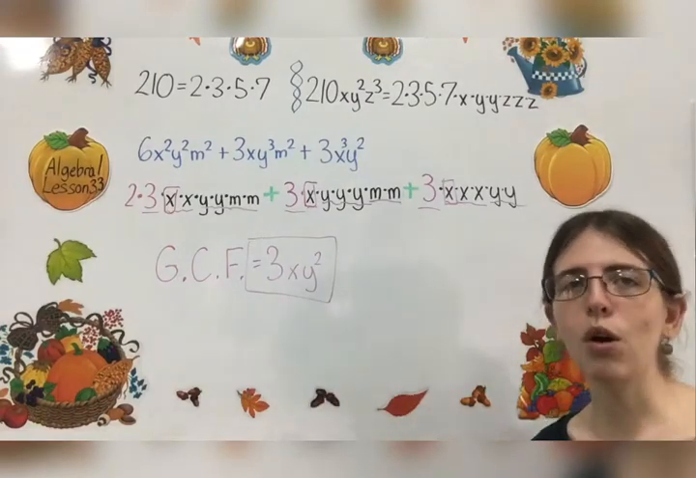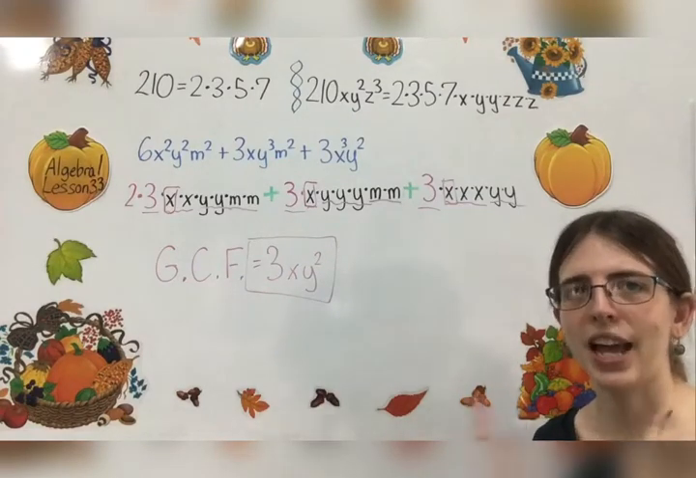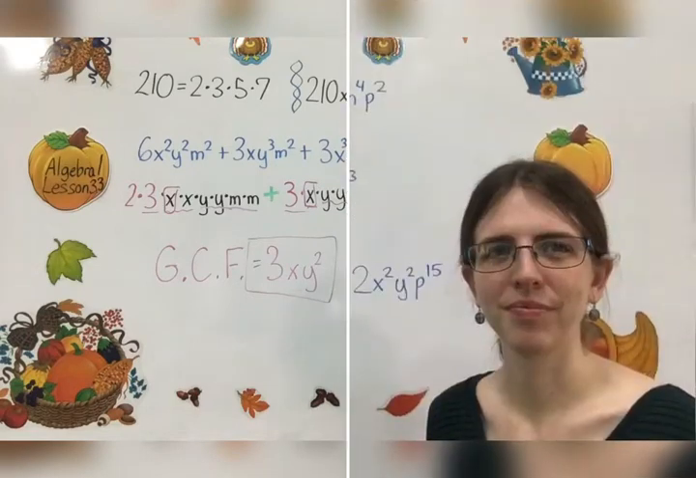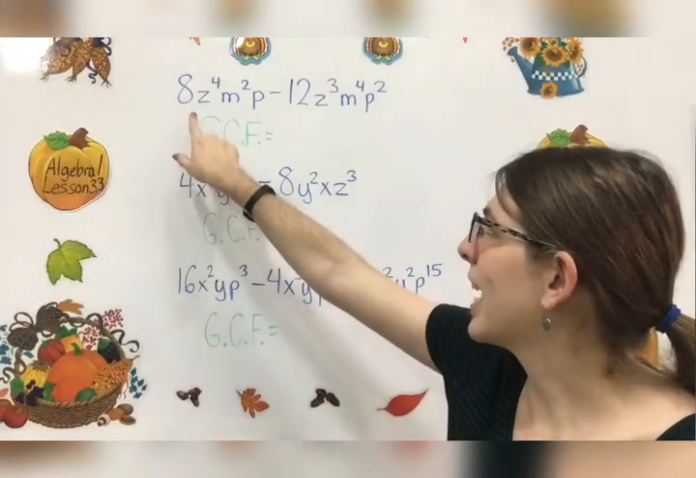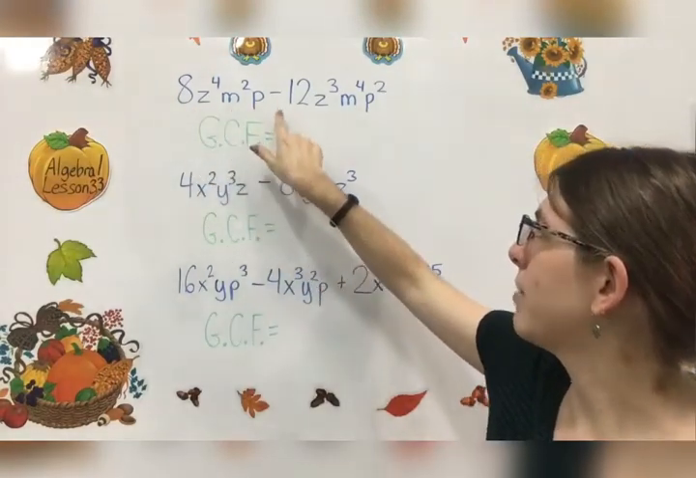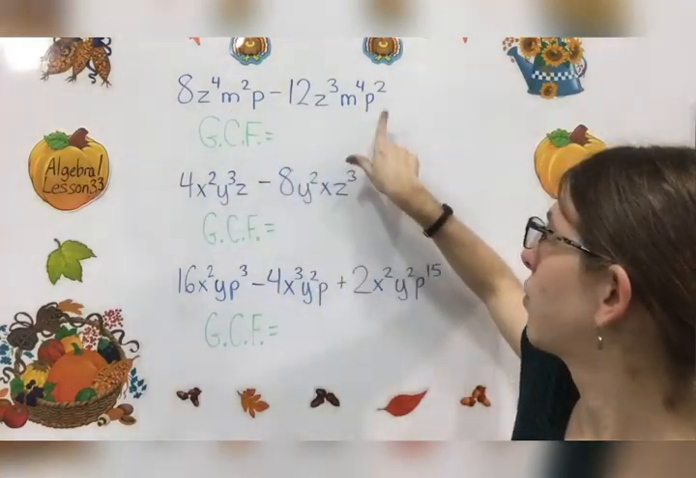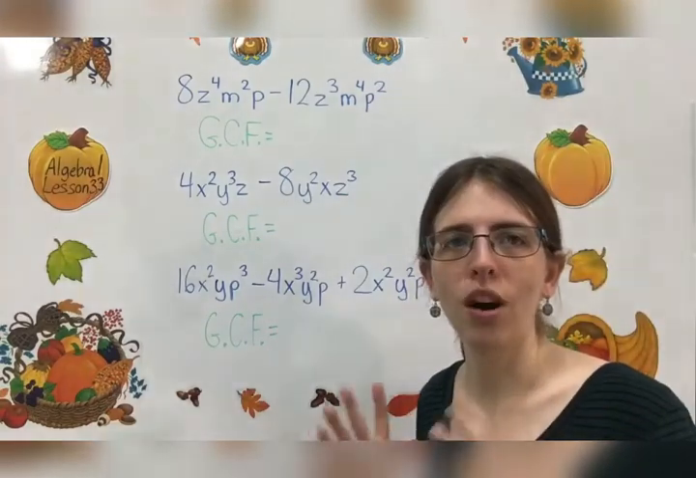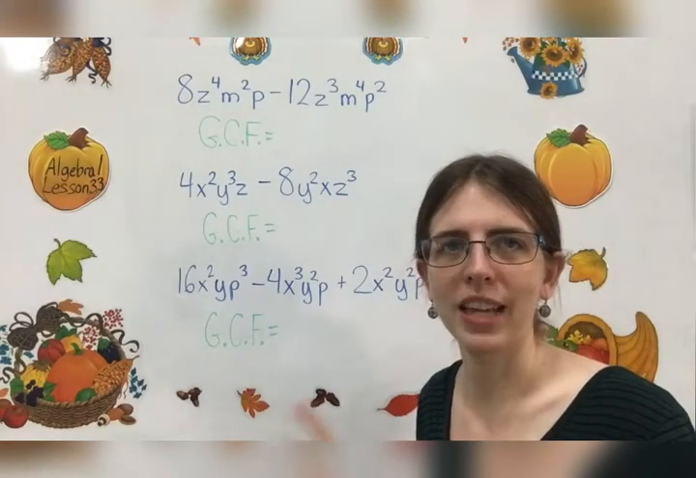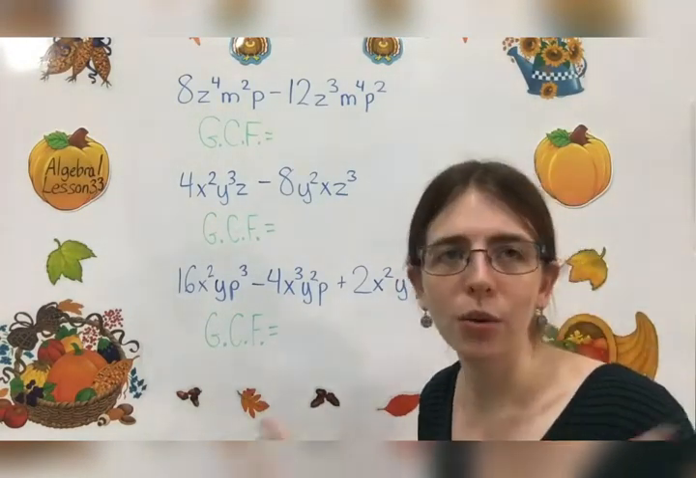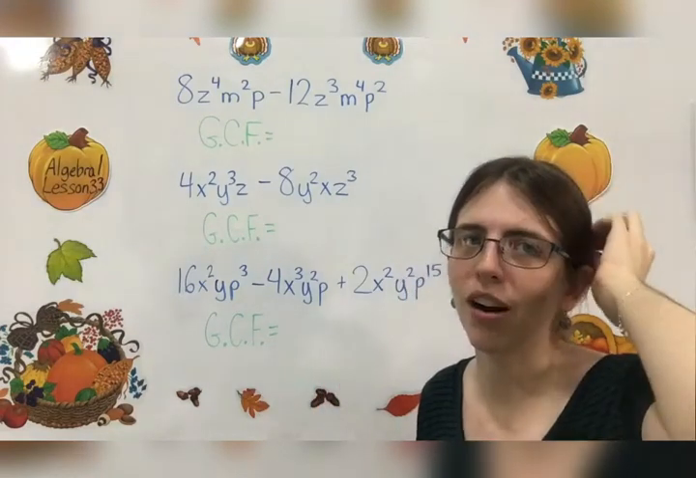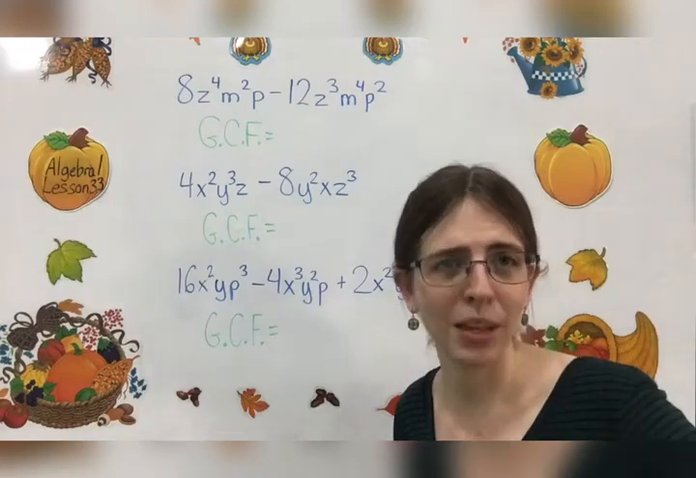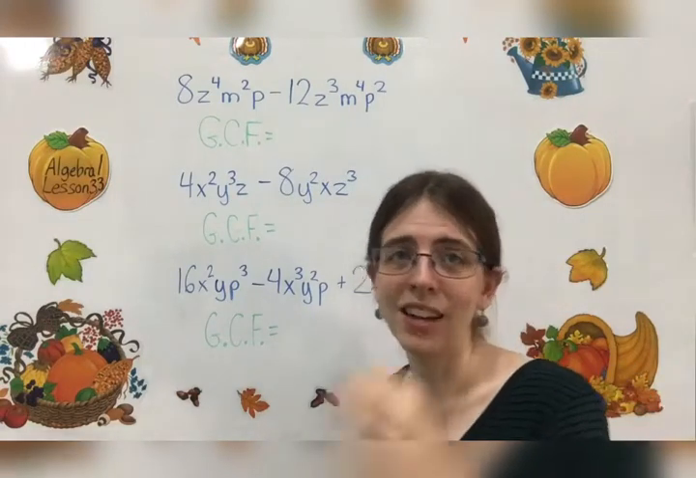And we'll work more with that in our next lesson. But hang tight, let's do some examples. Okay, so let's talk through a couple of examples. Here I have 8z4m2p minus 12z3m4p2. For these particular examples, we are not going to write out our factors like we did in the one before. You're probably thinking, oh, thank goodness, because that seemed like a lot of work. Yes, it is. It's not necessary.